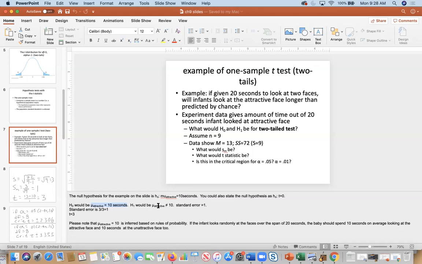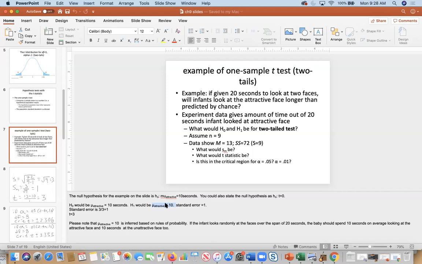So I want to point out that the way I've phrased this alternative hypothesis, this research hypothesis, mu attractive does not equal 10, implies that this is a two-tailed test. The two tails are, unpacking what this means right here, mu attractive is greater than 10 or mu attractive is less than 10. Those are the two tails that we're dealing in.